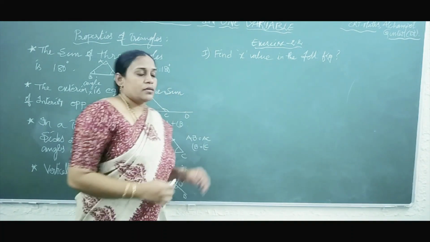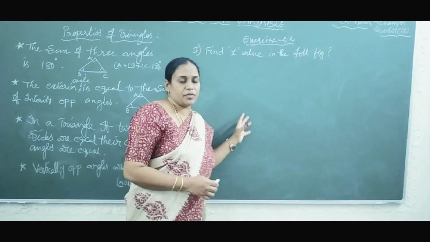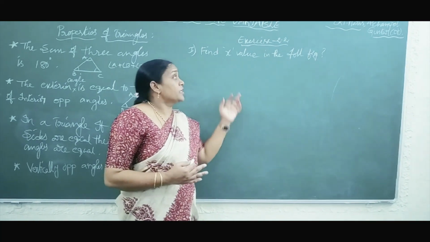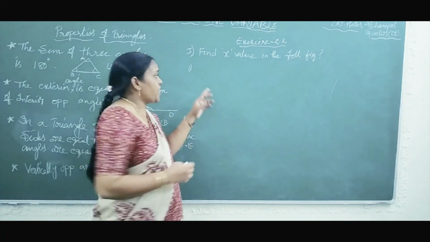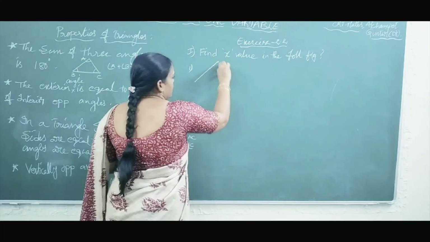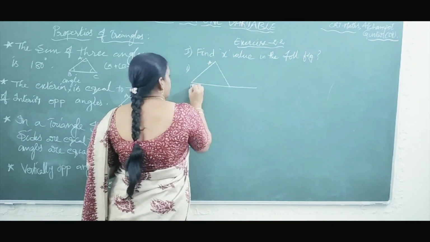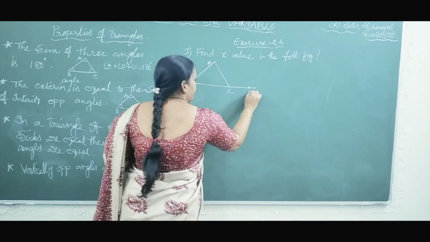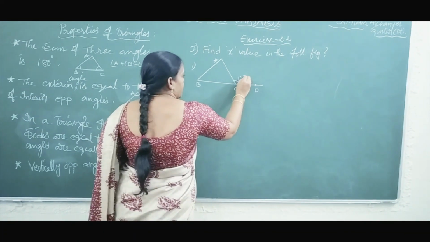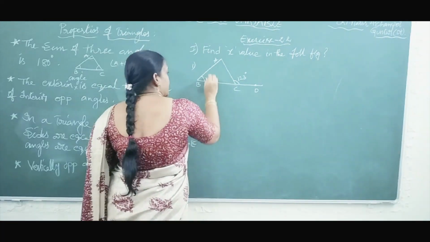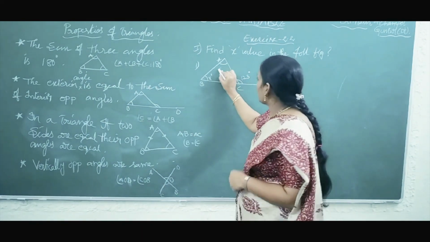So in this first problem, they give five diagrams. We have to find the unknown value, that is the x value. First problem: triangle ABC. BC is extended to D. Angle C is 123 degrees, angle B is x degrees, and angle A is 56 degrees.